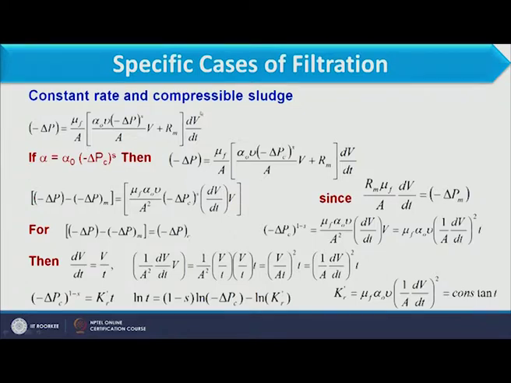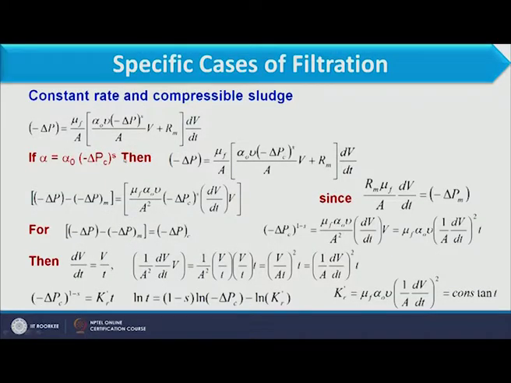dV by dt is constant because that is constant rate, and here alpha is the Sperry correlation, and that is considered as the function of delta Pc. Now usually it is defined as total pressure drop, but here we are considering only as a function of delta Pc, because total pressure drop will be the pressure drop across the bed and pressure drop across the media. Usually pressure drop across the media is constant, so alpha will be the function of pressure drop across the cake. Therefore here alpha is considered like this.